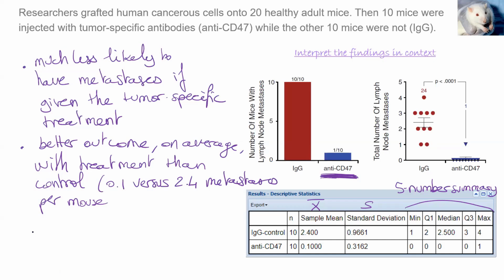And lastly, we also noticed that the results were much more consistent in the treatment group than in the control group. Notice that the variability is clearly greater in the control group. This is visible in the dot plot. It's also visible in the value of the standard deviations, clearly greater in the control group than in the treatment group, as well as the interquartile range or the whole range.